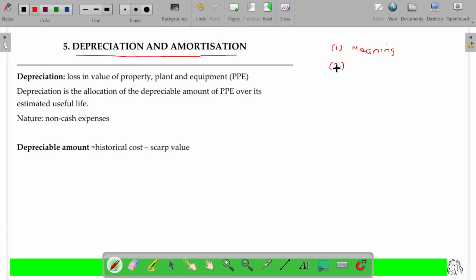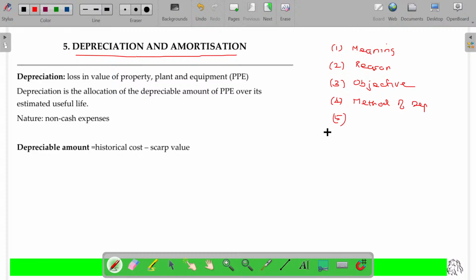Second one is reason for depreciation. Third one is why do we bother about calculation of depreciation? Means the objectives of depreciation. And after that, we have to find out the depreciation using some methods. You have to understand there are a number of methods available for calculating depreciation. So method of depreciation.